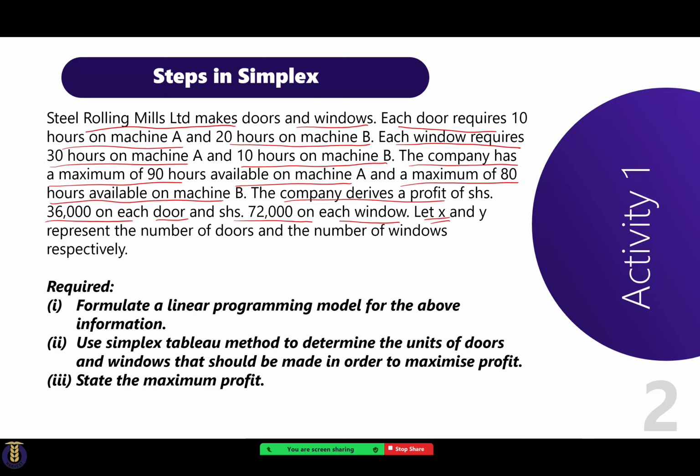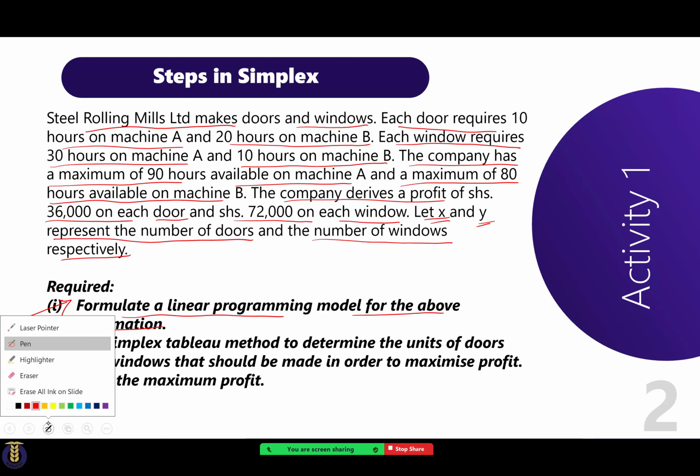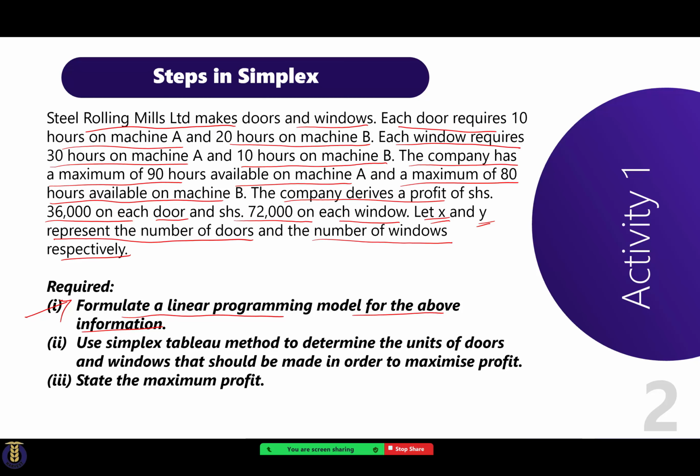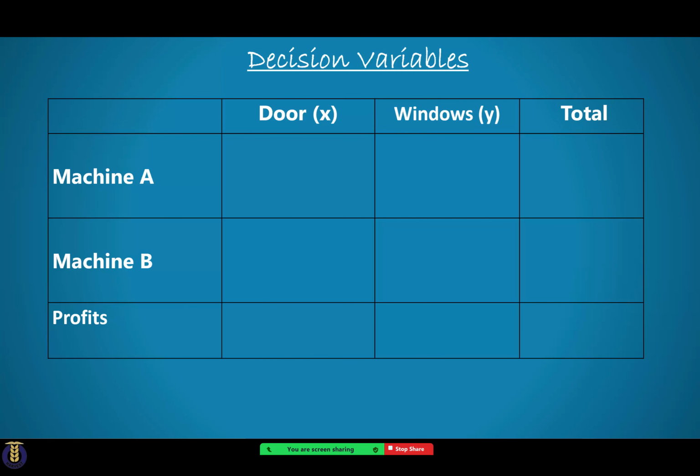The company derives a profit of 36,000 on each door and 72,000 on each window. If we let X and Y represent the number of doors and the number of windows respectively, the very first thing you need to do is to formulate the linear programming model for the above information. I have no doubt that you can all do it, so we shall go straight into the linear programming model.